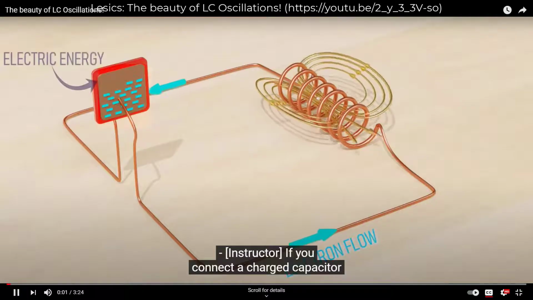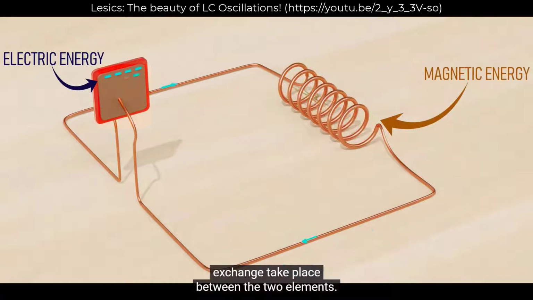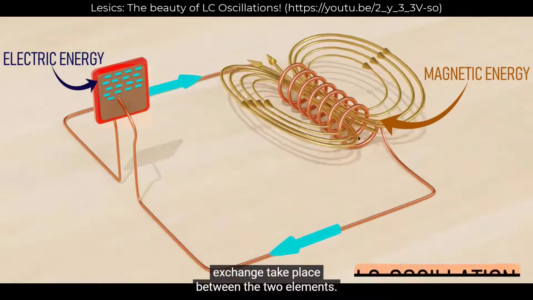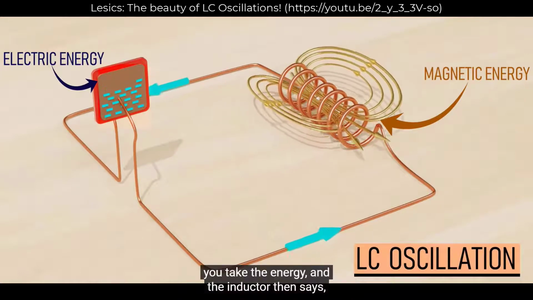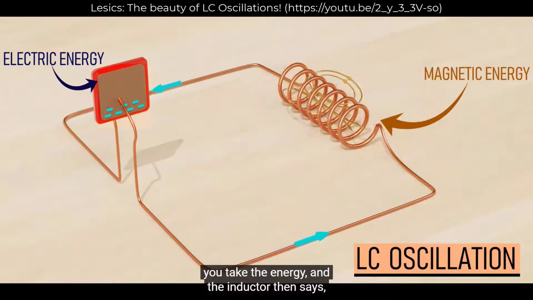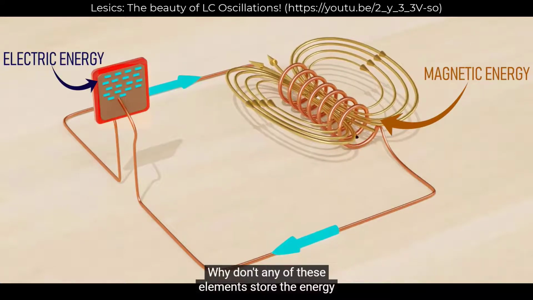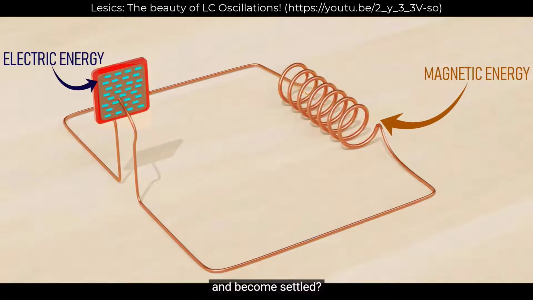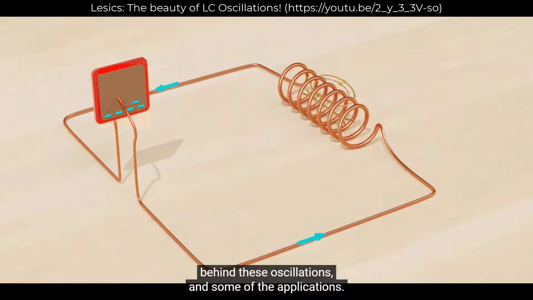If you connect a charged capacitor across an inductor, you will see a beautiful energy exchange take place between the two elements. These energy oscillations look as if the capacitor is saying, "You take the energy," and the inductor then says, "No, you take my energy." Why don't any of these elements store the energy and become settled? Let's have a look at the interesting physics behind these oscillations and some of the applications.